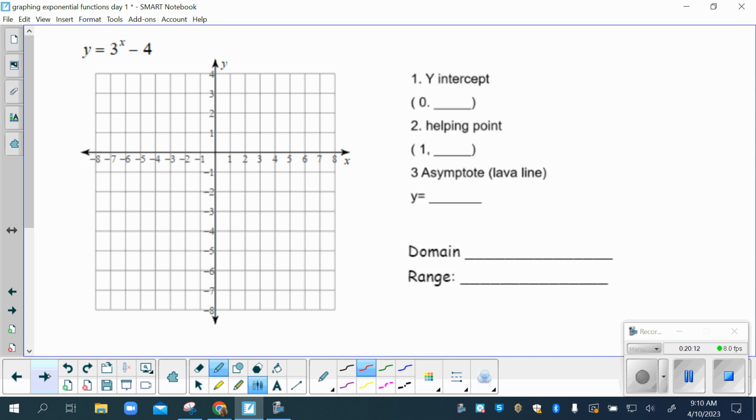Okay, so start with your lava line and then find 2 more points. It's as easy as that. That's why the asymptote is so helpful once you know how to find it.